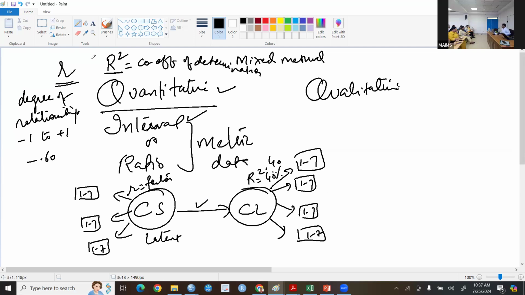So I have to understand that I am applying correlation and regression. Now, correlation and regression, basically, are parametric in nature. Parametric. Now, is there anybody who can contribute? What is parametric?